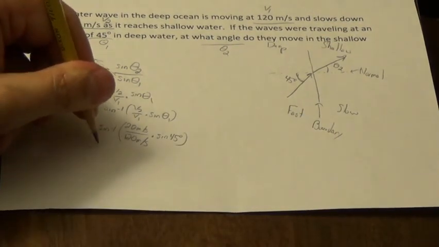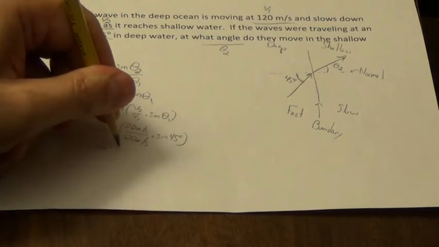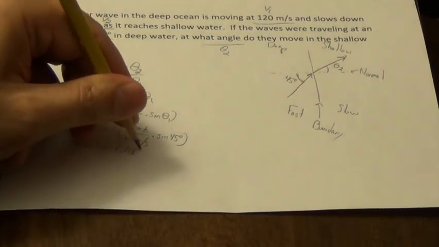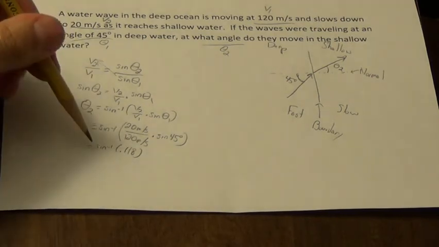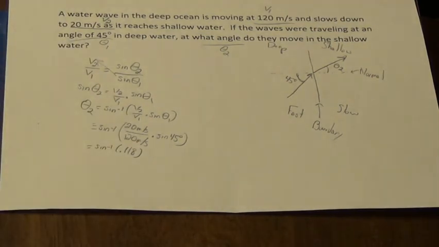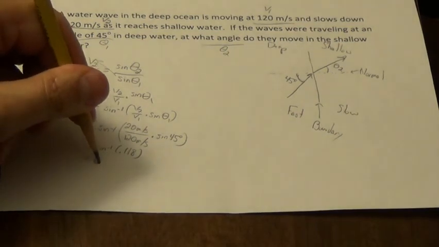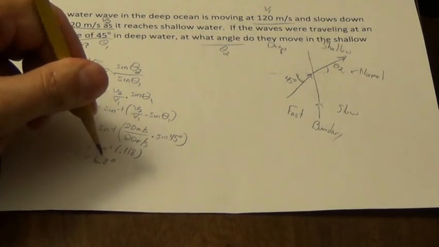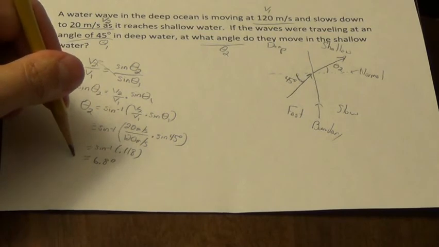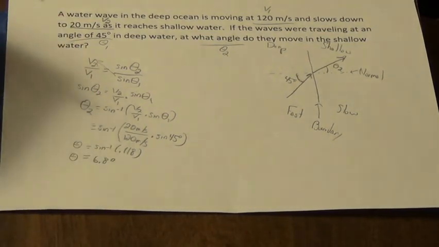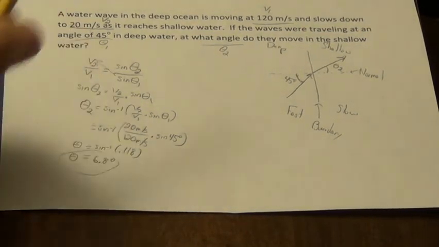So this would be the inverse sine of 0.118. And then if you go ahead and get the inverse sine of 0.118, we calculate that out real quick. Second sine of that answer. And what we get is, it rounds to 6.8 degrees. So that is the angle that we're looking for.